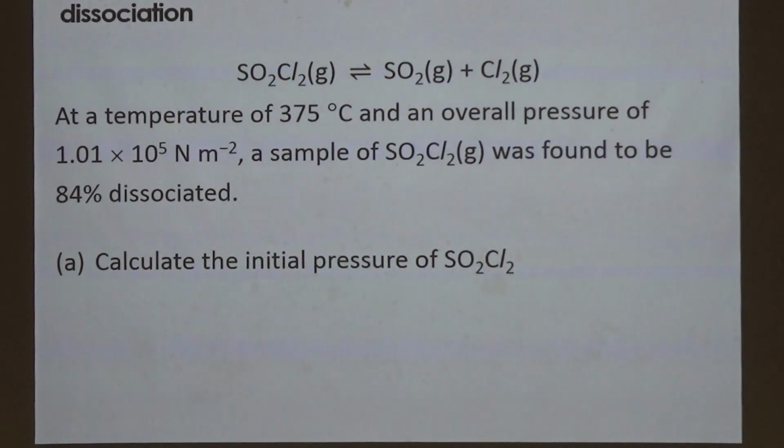Now, from reading this statement, can you tell me what was added initially? Did I add in SO2Cl2, or did I add in SO2 and Cl2? What did I add? I added SO2Cl2, because that's what they wrote here. So my second question is, from reading this first sentence, have we reached equilibrium?